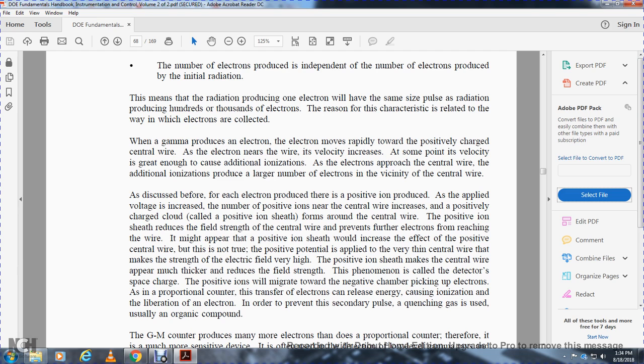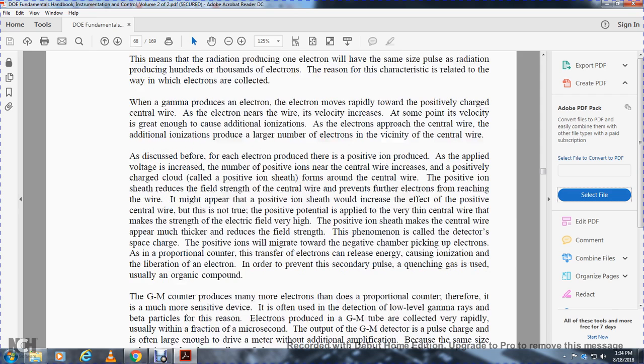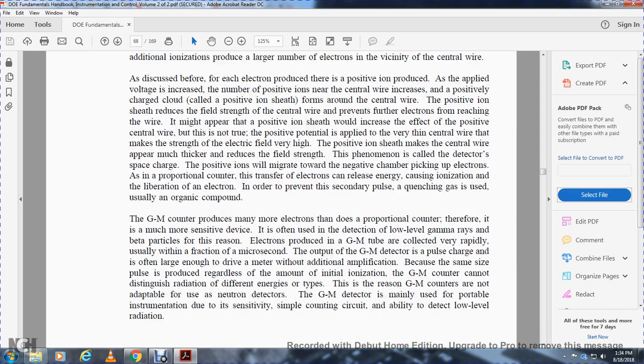The positive ion sheath makes the central wire appear thicker and reduces the field strength. This phenomenon, discovered in the detector, is called space charge. The positive ions are attracted to the wall of the chamber, picking up electrons as in a proportional counter. The transfer of the electron can release energy causing further ionization and liberation of electrons. In order to prevent this secondary pulse, a quenching gas, usually an organic compound, is added.